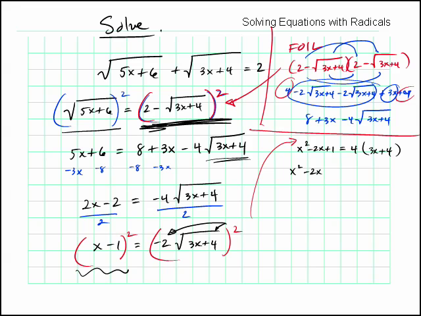x squared minus 2x plus 1 equals 12x plus 16. I have a quadratic here, so I'm going to move everything to the left side, setting the right side equal to 0. That'll give me x squared minus 14x minus 15 equals 0.